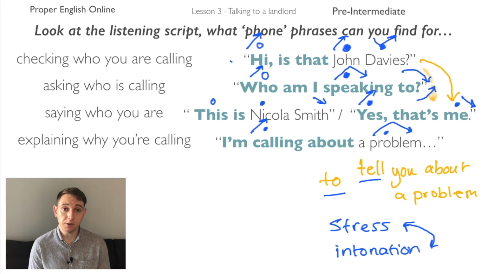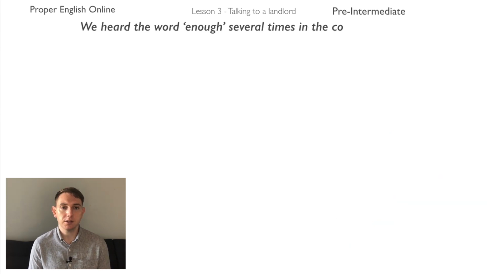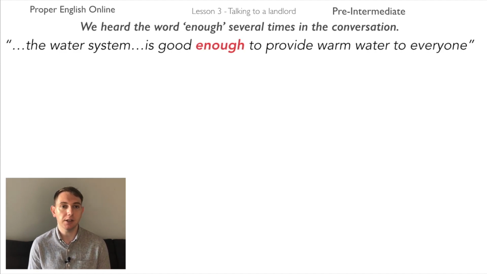Okay guys, so we've talked about those phone phrases, but also in the conversation, we heard the word enough several times. Let's take a look here. The landlord said, the water system is good enough to provide warm water to everyone. So they were talking about the water system in the apartment building. Nicola didn't think it was very good. But the landlord said, no, it's good enough to provide warm water to everyone.